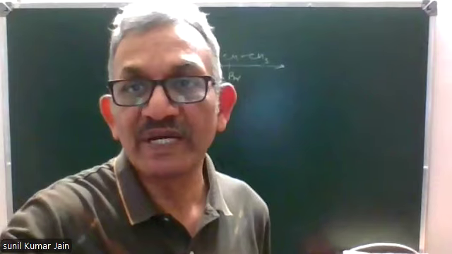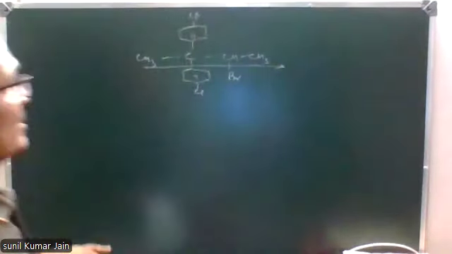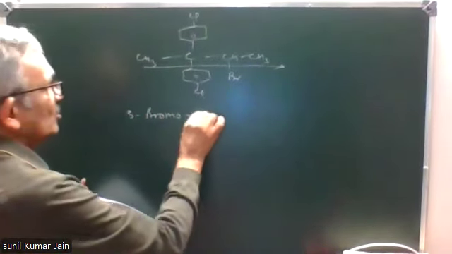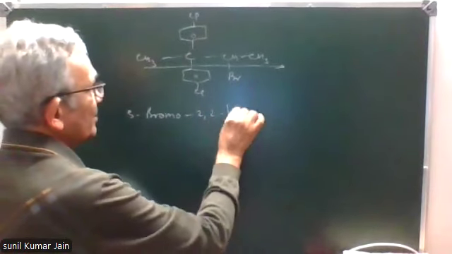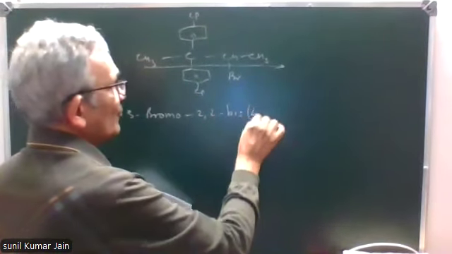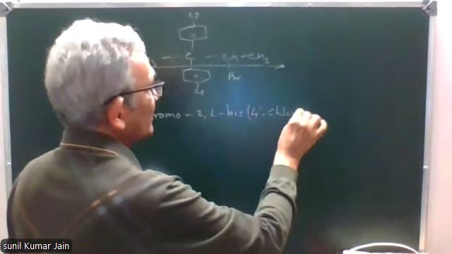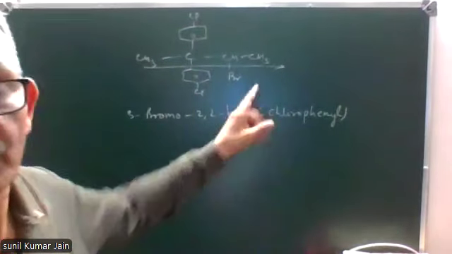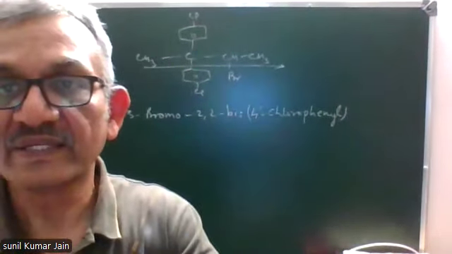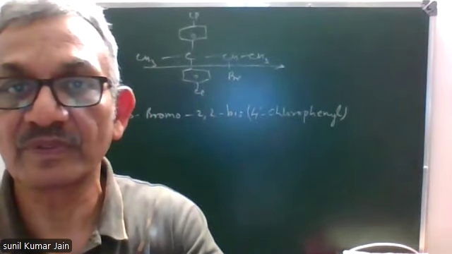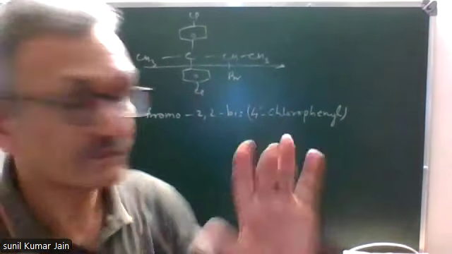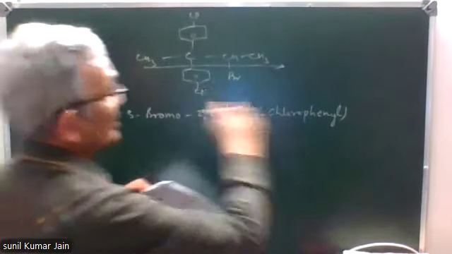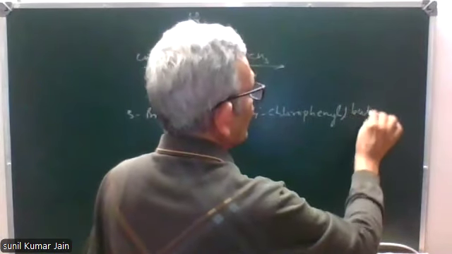Longest chain is of 4 carbon atoms, that is butane, right? So this will be 3-bromo-2,2-bis(4-chlorophenyl). If you remember, we named this group in the same manner in DDT. This is the 4-chlorophenyl group. So 3-bromo-2,2-bis(4-chlorophenyl)butane.